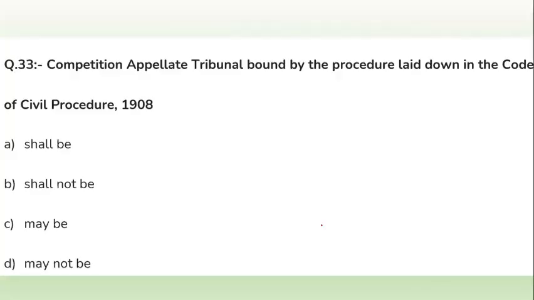Now question number 33: is the Competition Appellate Tribunal bound by the procedure laid down in the Code of Civil Procedure, 1908? No, it shall not be.